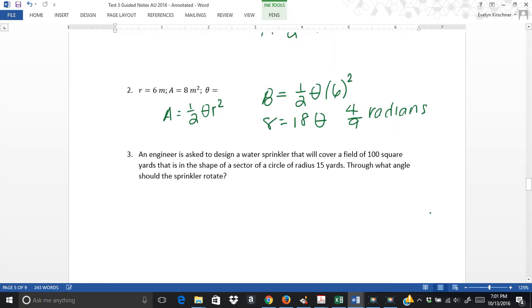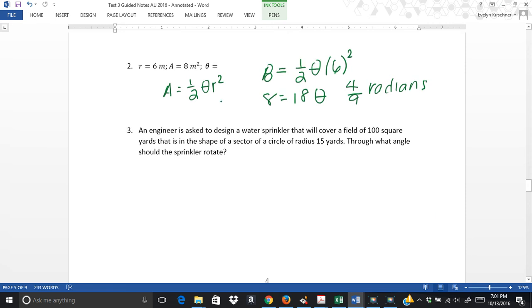Now let's look at a word problem. I have an engineer who wants to design a water sprinkler that will cover a field of 100 square yards that is in the shape of a sector of a circle of radius 15 yards. So that's what I need to know. I know my whole area is 100, and I want to know the angle.